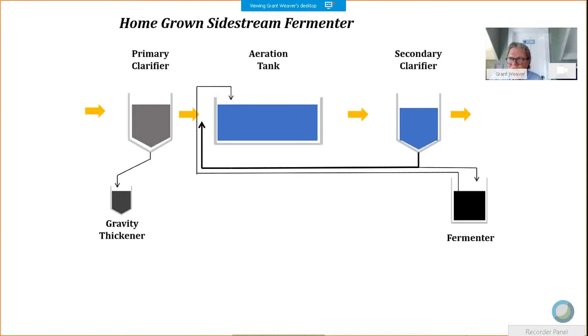Rule of thumb I like to use is you return about 10% of what you were wasting. So if you're wasting 100 pounds a day of solids, then you want to send about 10 pounds a day back into the aeration tank. So you have to adjust your wasting a little bit because now you're bringing the solids back, so maybe now you've got to waste 110 pounds a day. And the 10% is a close enough rule of thumb. You can do it by gallons or pounds.